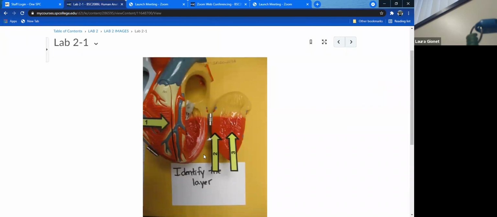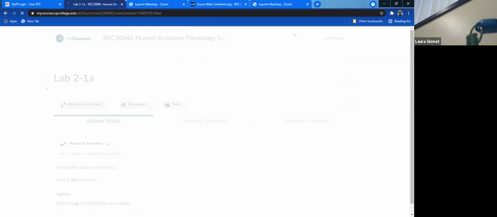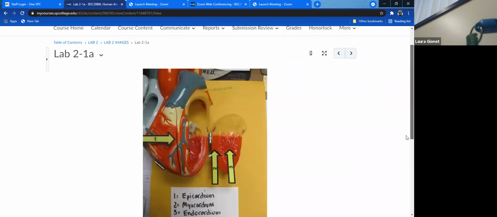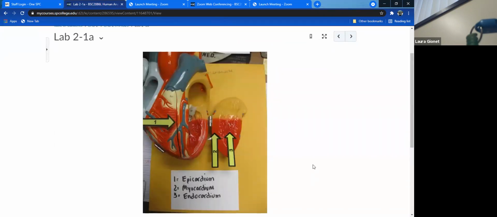All right, so here's image number 1. We're pointing to different layers. We have the outer layer, which is number 1, and the middle layer, the thick intermediate layer, which is number 2 and 3. The outer layer would be the epicardium, the middle layer myocardium, and the inner layer endocardium: epicardium, myocardium, endocardium.